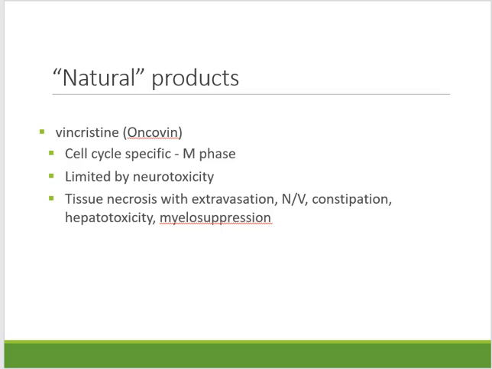All right, so some natural products. Vincristine is Oncovin. It's a common chemo drug. It's cell cycle specific to the M phase, so that it inhibits mitosis of cancer cells. So it disrupts the distribution from the parent cell to the daughter cell. So there's not a full set of directions going to those new daughter cells.